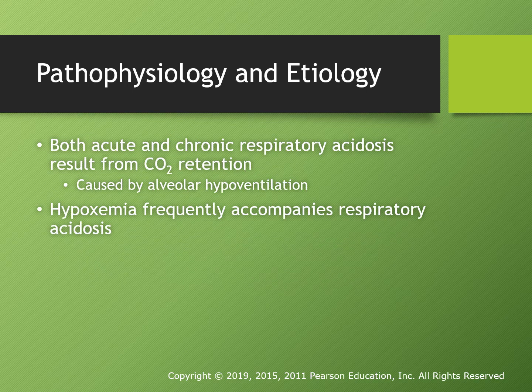What's the pathophysiology? Both acute and chronic respiratory acidosis result from carbon dioxide retention, so you're retaining CO2 in your lungs, caused by alveolar hypoventilation. So our alveoli in the lower part of our lungs are not exchanging O2 correctly, and so you have a lack of ventilation. Hypoxemia, which is decreased oxygen, frequently accompanies respiratory acidosis.